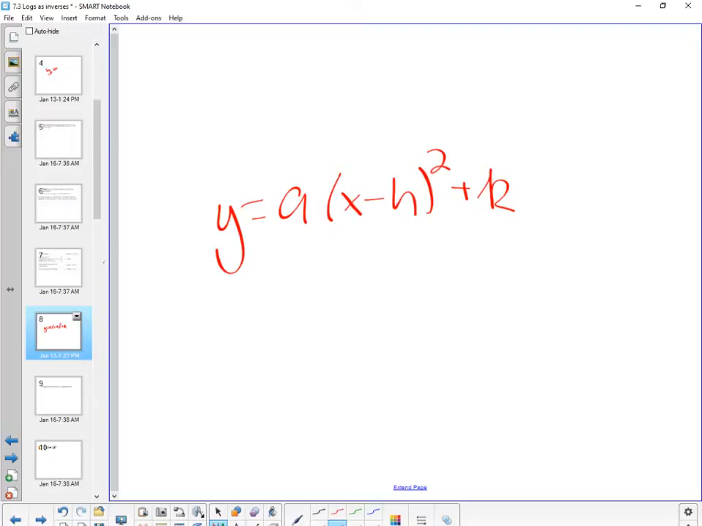What does h do? It moves it left to right. Be careful because there's that built-in negative, right? So if it's a negative, you're still moving to the positives. If it's a plus, that's moving to the negatives. So just a refresher here. What does k do? It moves up and down.